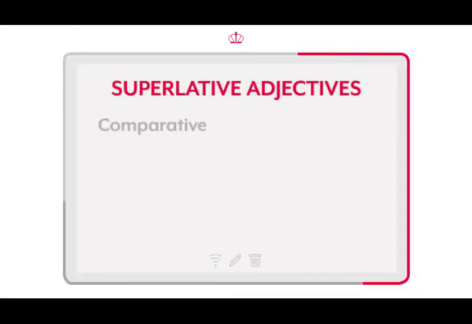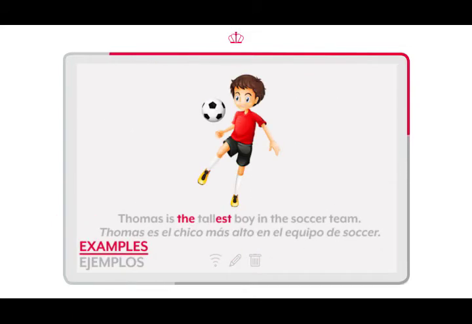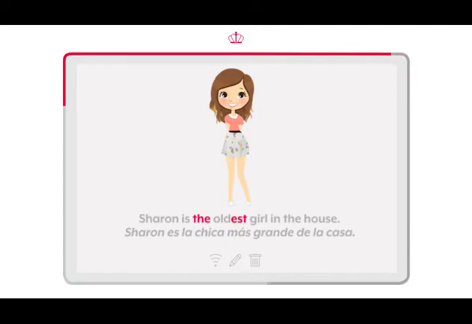As in the comparative we use the word than, in the superlatives we use the word the. Así como en los comparativos utilizamos la palabra than, en los superlativos utilizamos la palabra the. Por ejemplo, Thomas is the tallest boy in the soccer team. Thomas es el chico más alto en el equipo de soccer. Sharon is the oldest girl in the house. Sharon es la chica más grande de la casa.